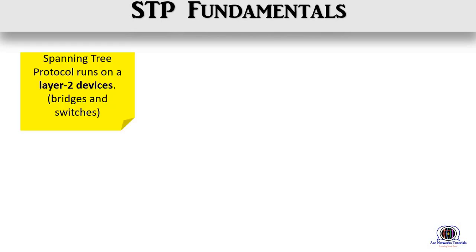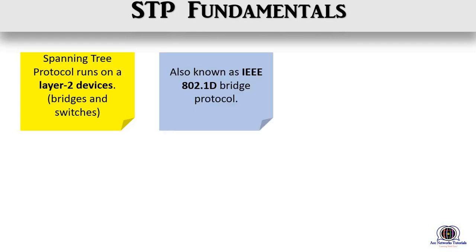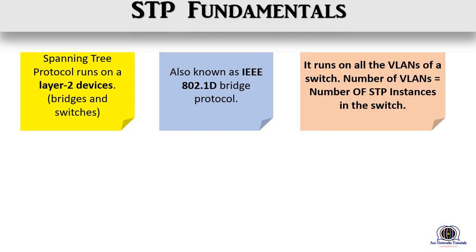STP runs on a layer 2 device, that is your bridges and switches. That means STP is a layer 2 protocol. It is also known as IEEE 802.1d Bridge Protocol. So this is just another name of STP. It runs on all the VLANs of a switch. That means number of VLANs equals number of STP instances in the switch. If you have 4 VLANs, you will have 4 STP instances in the switch.